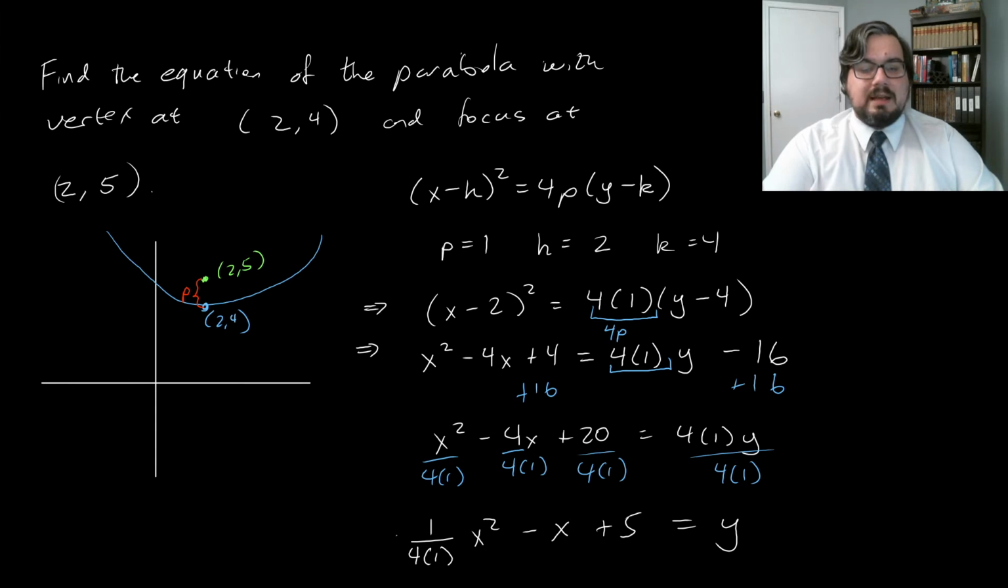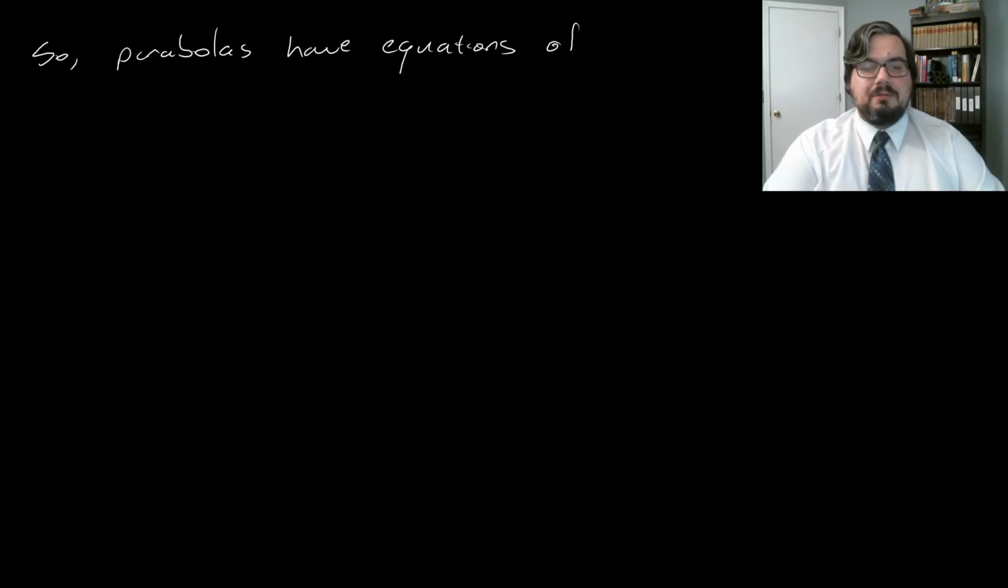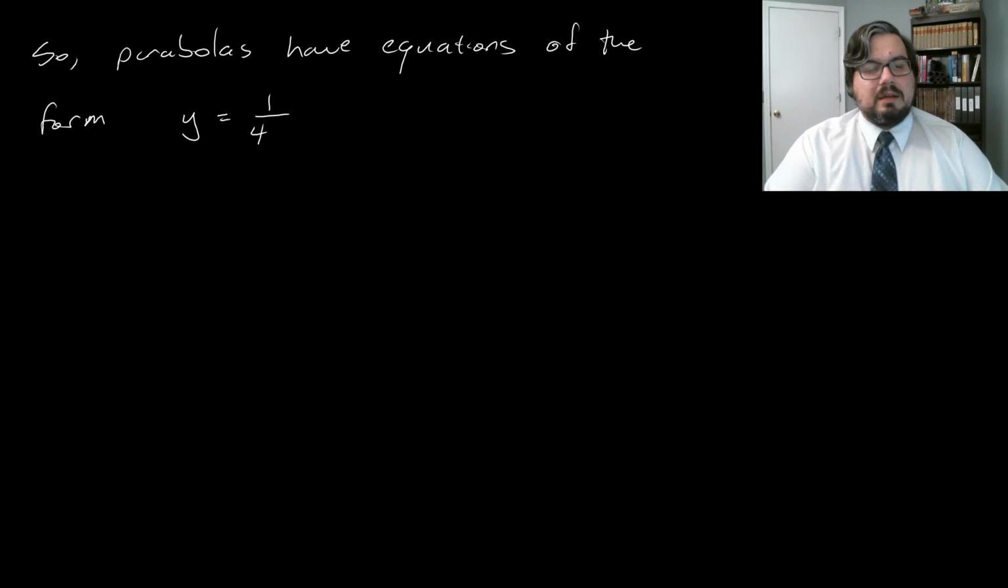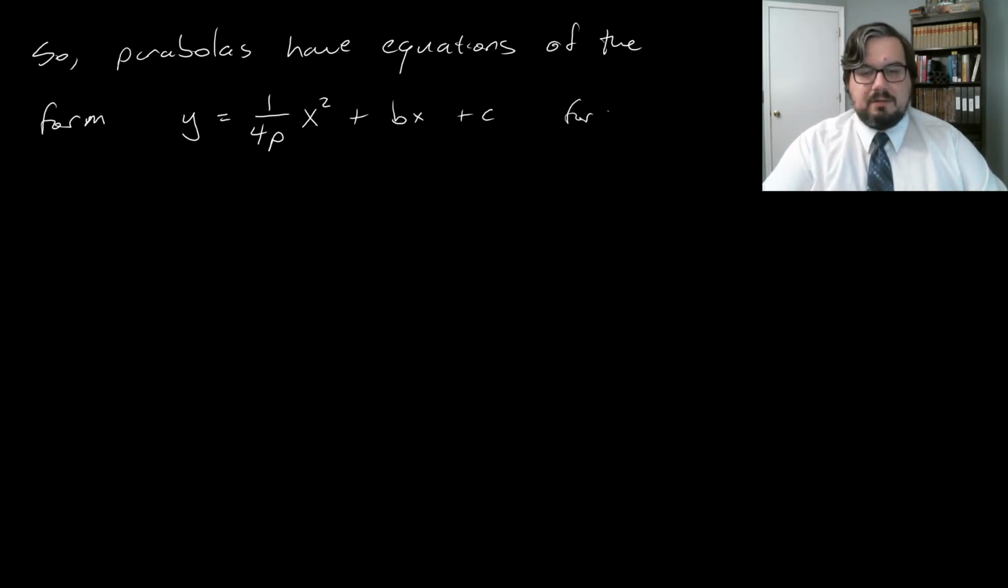So what this tells us is that parabolas have equations of the form, at least parabolas opening upwards. We'll write down the equivalent forms for them going left or right. y equals 1 over 4p x squared plus bx plus c for some numbers b and c.